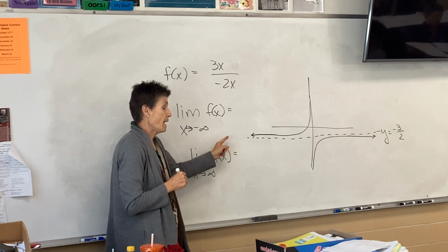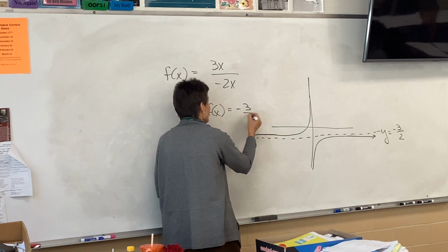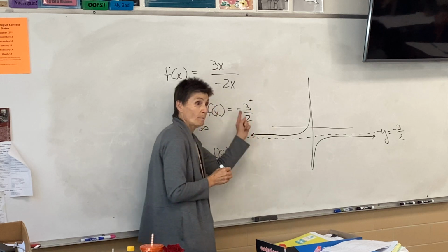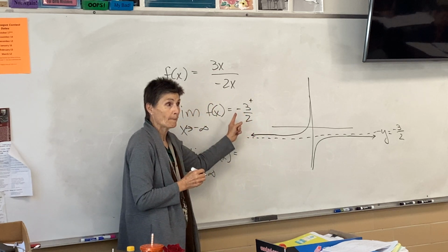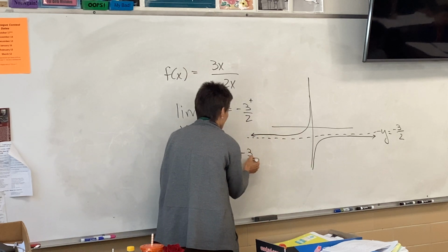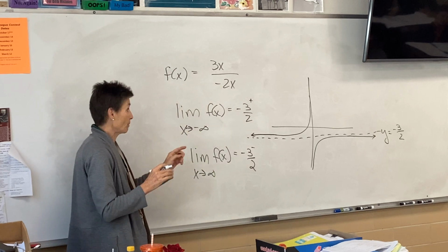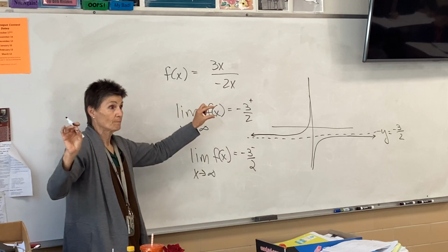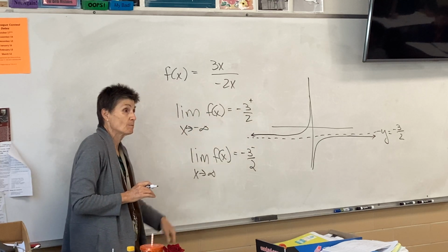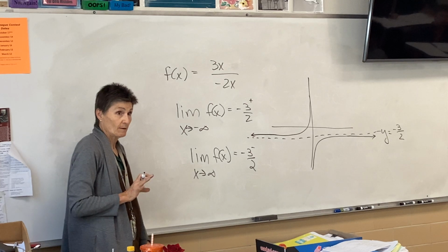Now, on this side, it's getting closer and closer to negative 3 halves from the top of the picture. Remember that notation we talked about? And on this side, it's getting closer from the bottom. Both sides are approaching negative 3 halves. But one side is coming in from the top and the other side's coming in from the bottom. Okay? Good. Everybody good with that?